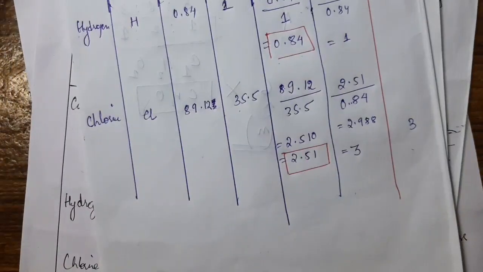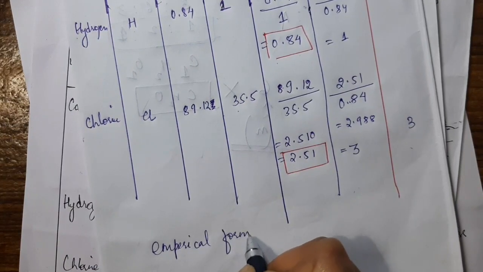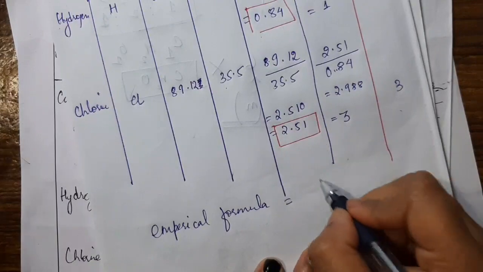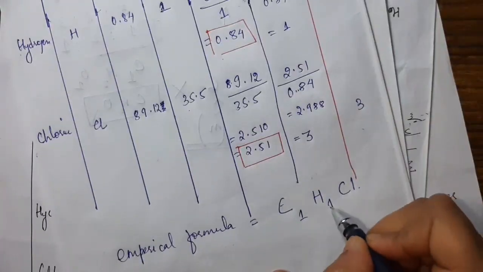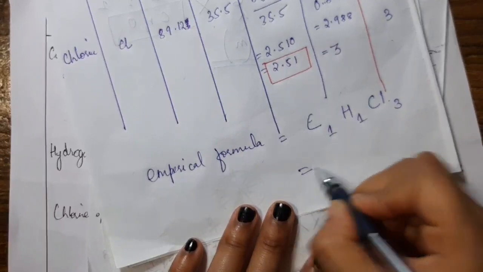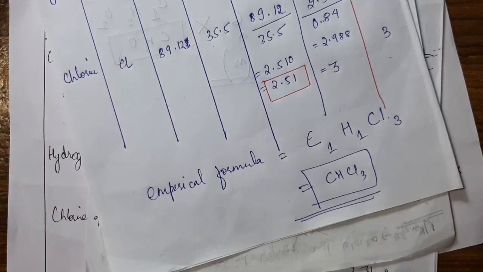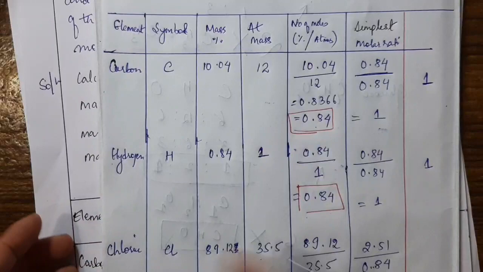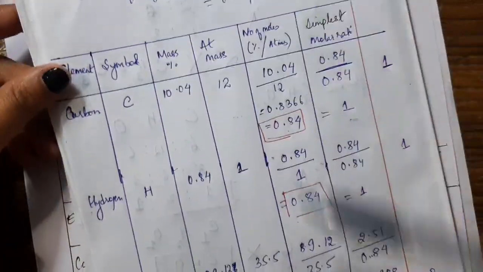So our empirical formula equals carbon, hydrogen, and chlorine. Carbon is how many? 1. Hydrogen 1. Chlorine it is 3. So our empirical formula is CHCl3. This is the empirical formula of the compound. So these are the rules that we need to follow, the steps you need to remember. If you are given the mass percent, you can easily find the empirical formula like this.